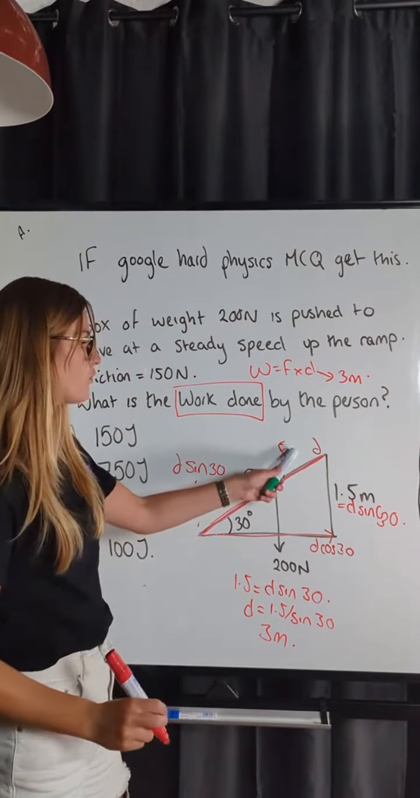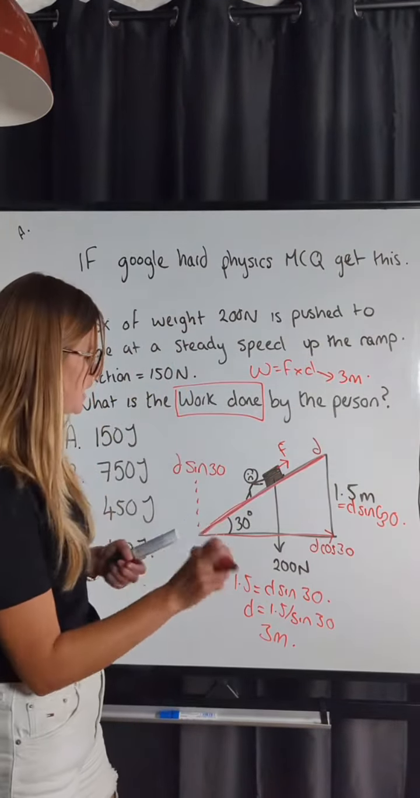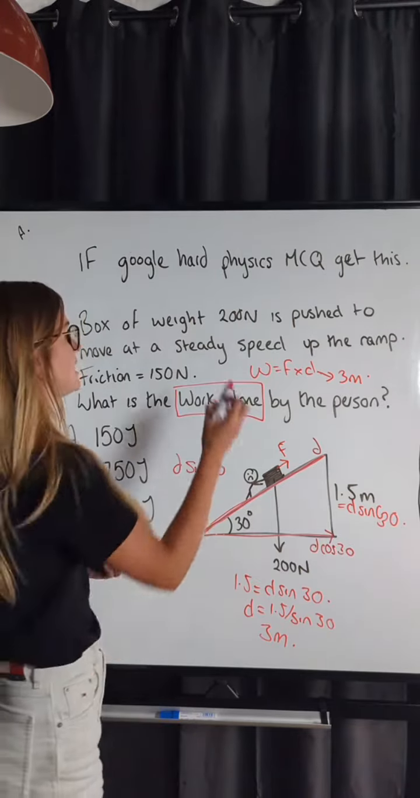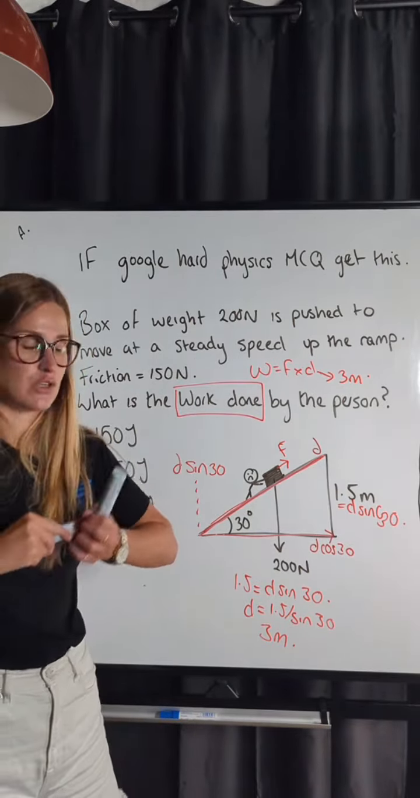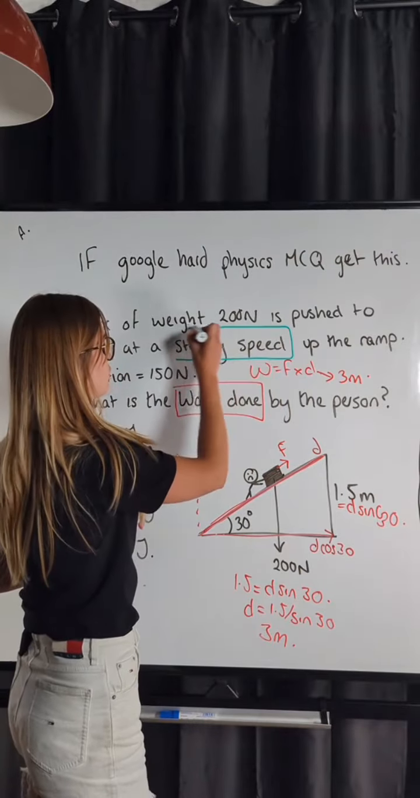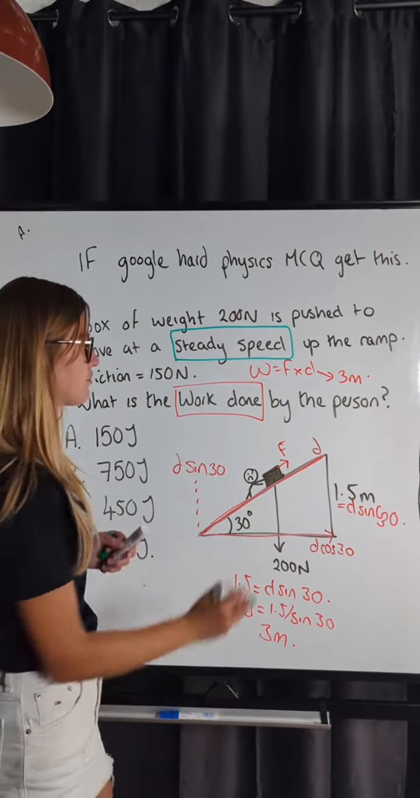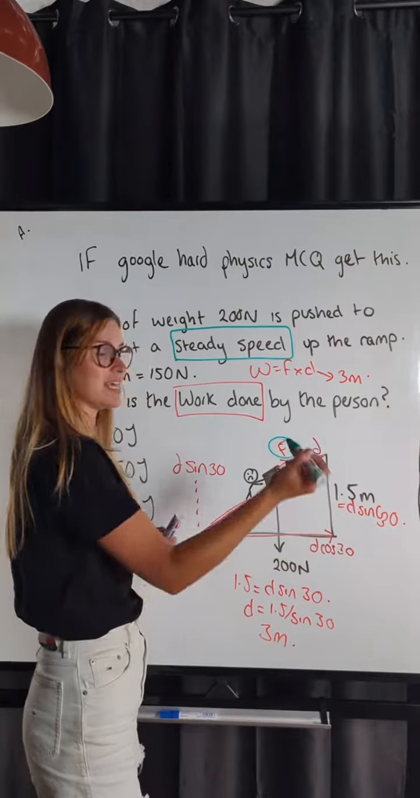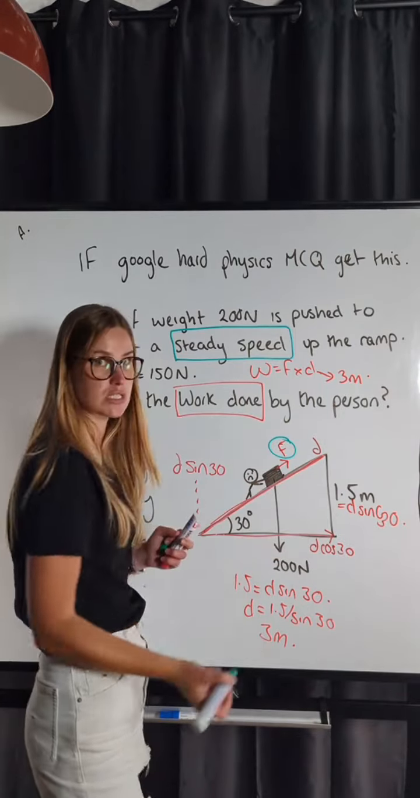Now what I want to do is calculate what force he had to put in. Okay, so now I'm thinking, how do I calculate the force? It says here that he's going at a steady speed. So if someone's going at a steady speed, we know acceleration is 0. So what that means is that the resultant force is 0. So whatever the up force is going to be equal to whatever the down forces are.